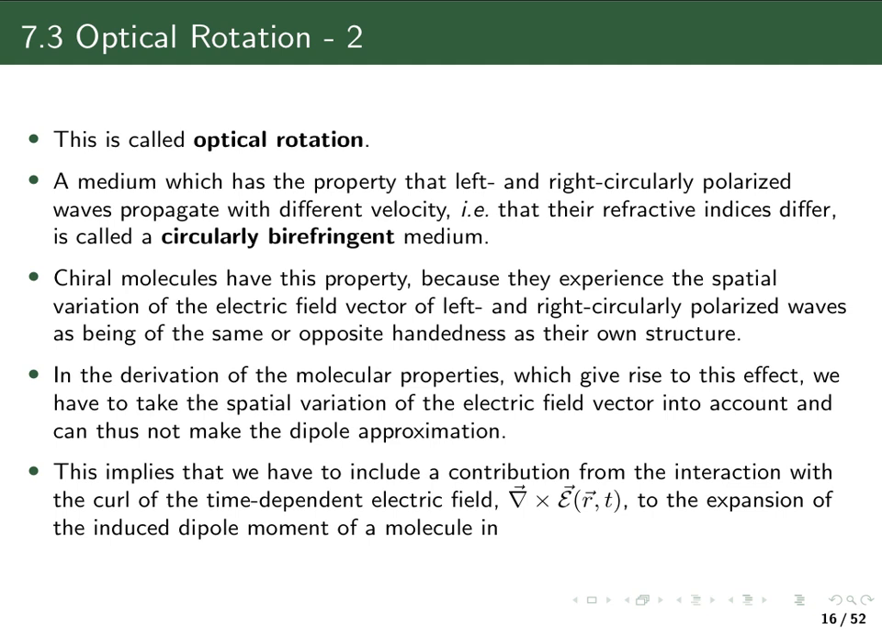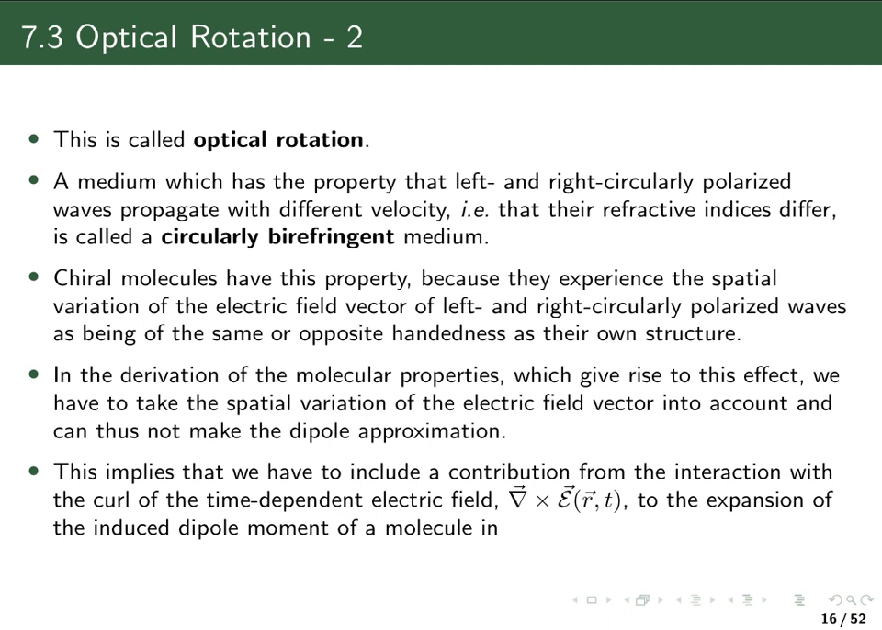And chiral molecules have precisely this property, because the two enantiomers will interact differently with the left or right circularly polarized waves, which means the interaction of one of the enantiomers with the right one will be different than with the left one, which then leads to a difference in the refractive indices.